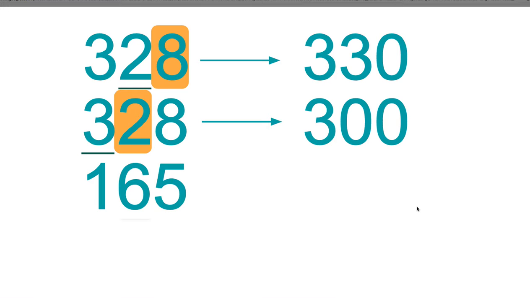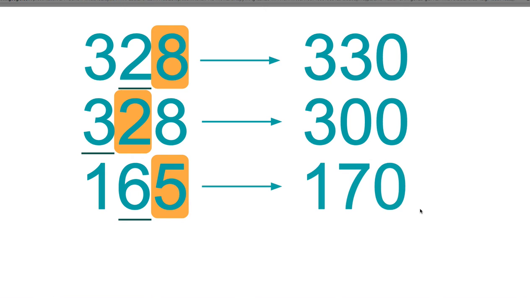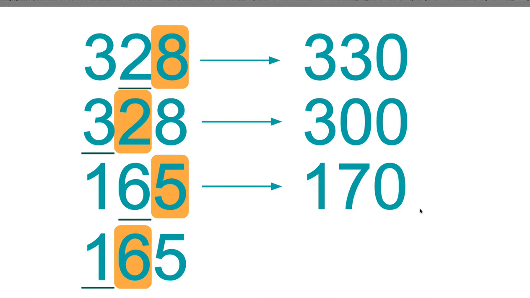All right, next. So we have 165. 5 is 5 or greater. So we are going to round up to 170. Now for the hundreds place, 6 is also greater than 5. So we are going to round 165 up to 200.